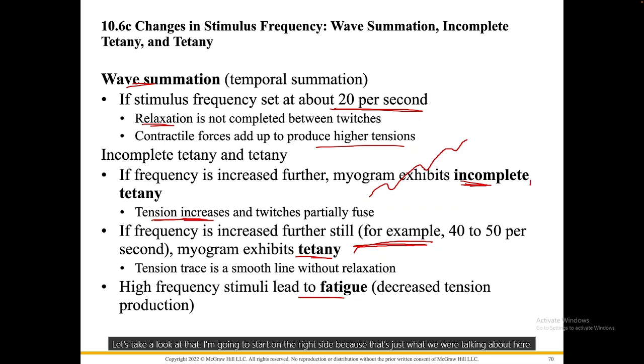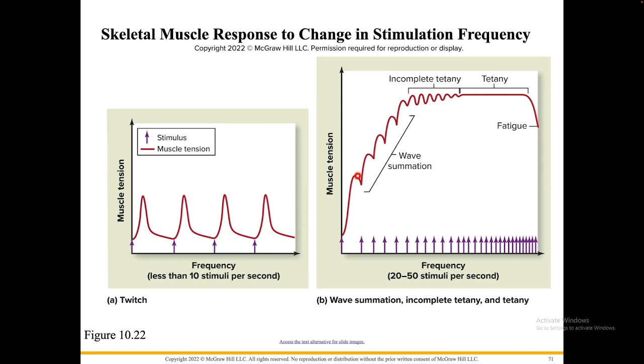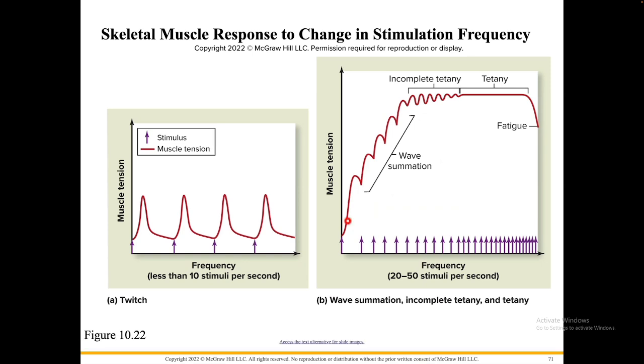Let's take a look at that. I'm going to start on the right side because that's just what we were talking about. Here we're having some stimulus, and notice the stimulus are getting closer and closer together. We start to summate. Instead of charging and then relaxing, these muscles are not getting a chance to relax. These muscles contract, and then they get another stimulus, so they contract again. This is causing more and more tension in here. As we're going up, we're doing wave summation. This one is added to this one, so they're summed, summation.